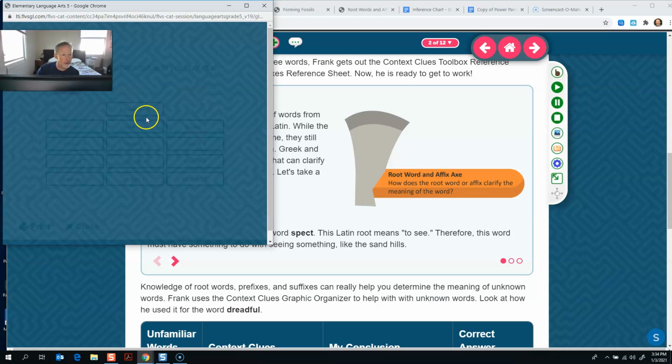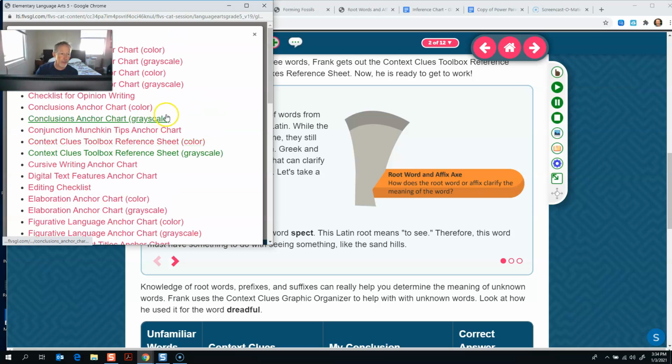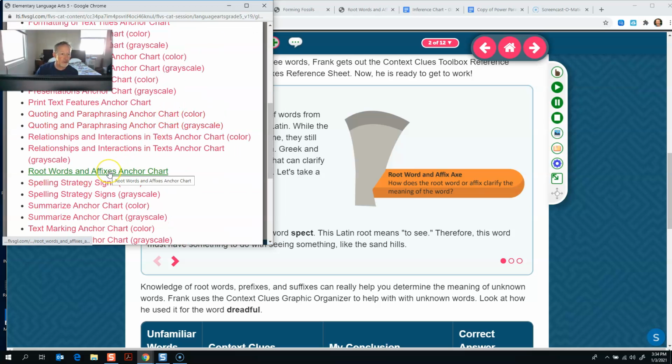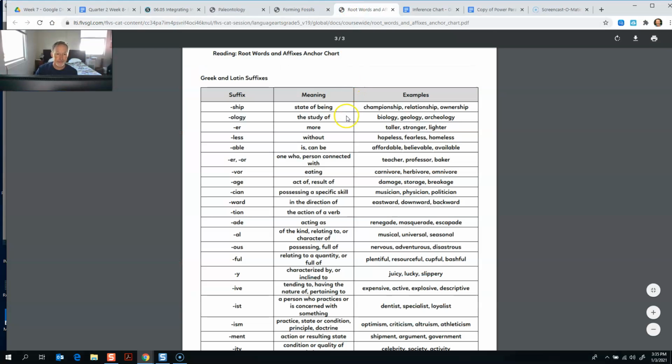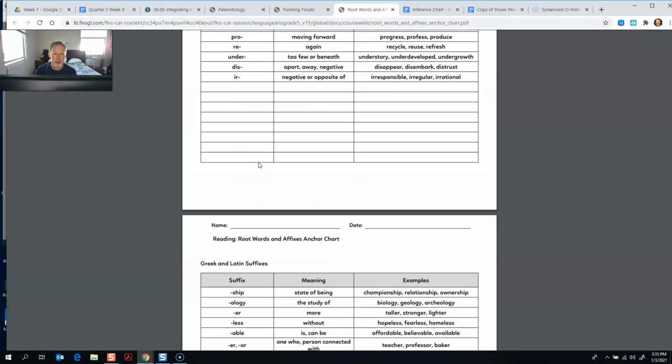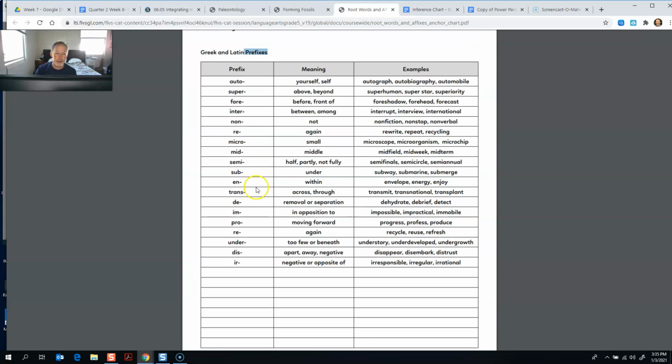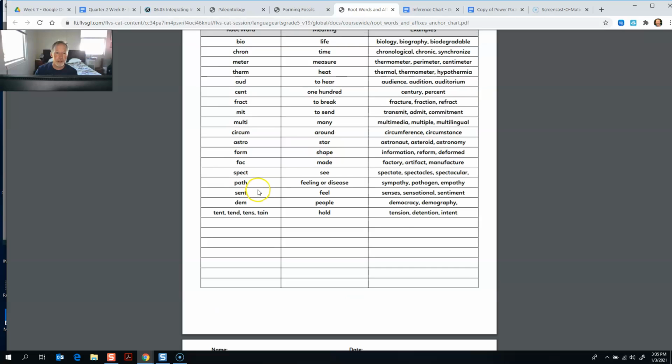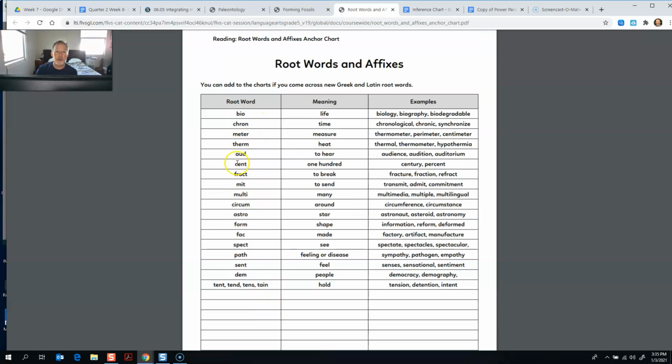Now, they do give you a neat tool right here. If you go down to course wide, and you go partway down, it says root words and affixes anchor chart. Okay, I've got it right here, and you can see that it has suffixes, so suffixes come at the end of a word. Okay, it also has prefixes. Prefixes come at the beginning, pre-game show, starts before the game or whatever sport you're watching. Okay, and then we also have root words, which are one of my favorites. If you know a root, then you can usually figure out what the word means.